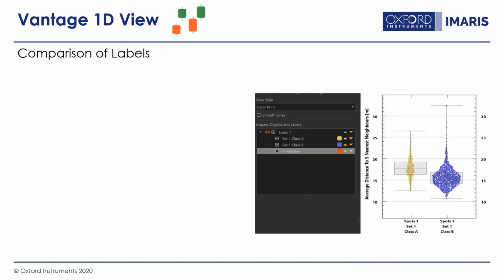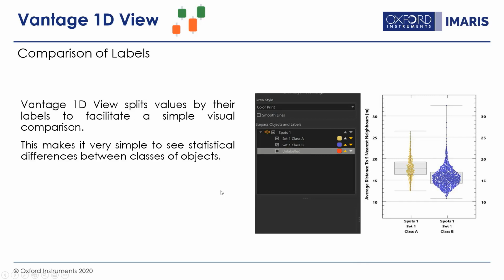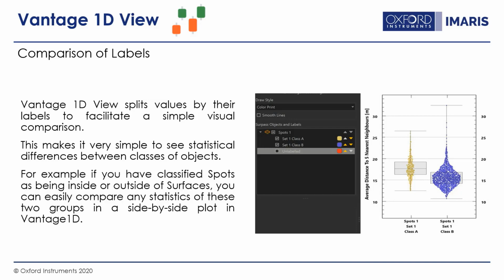And this is the view where I start here. It allows splitting values by their labels to facilitate a simple visual comparison. So this makes it very simple to see statistical differences between classes of objects. For example, if you have classified spots as being inside or outside of a surface, you can easily compare any statistics of these two groups in a side-by-side plot in Vantage 1D, like what is displayed here on the right-hand side. You have spot class A and spot class B.